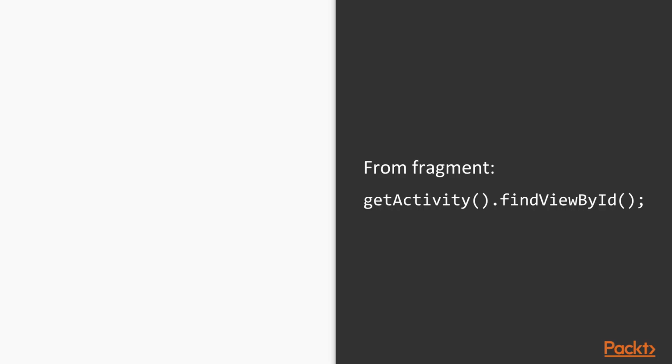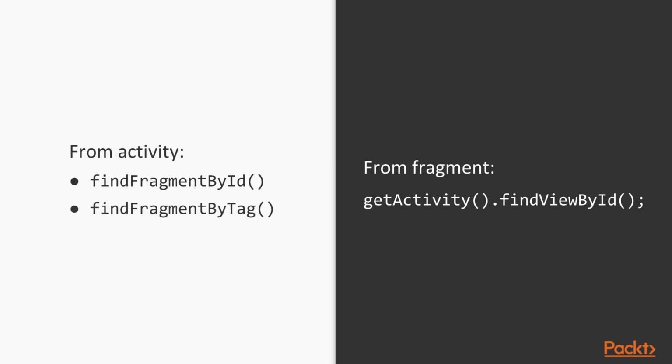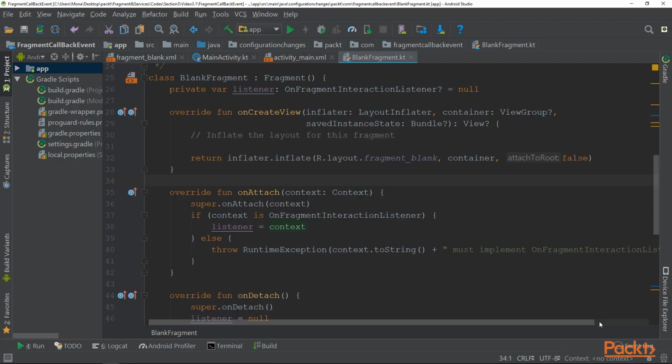One of the simplest ways to find a view from an activity inside a fragment is to call getActivity().findViewById, and from the activity, using findFragmentById or findFragmentByTag, the same way we used in our previous section. But not every case is that simple.